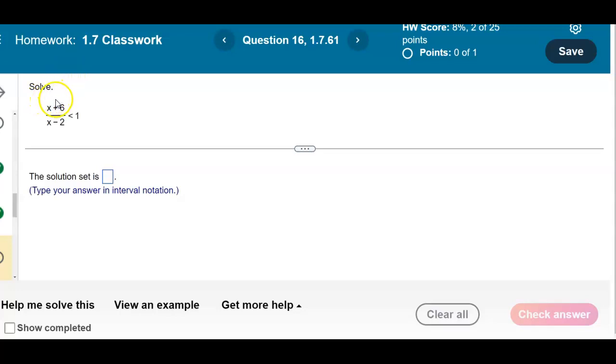Solve the rational inequality: x plus 6 divided by x minus 2, which is less than 1. Okay, now here is our rational inequality. Now, the goal is to always get 0 on the right side of the inequality. So that means we have to subtract 1 from both sides of this inequality. And so this is the first step.